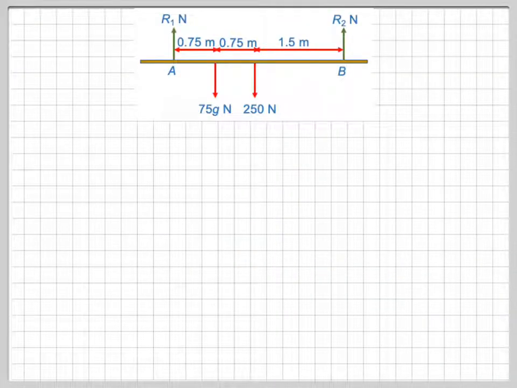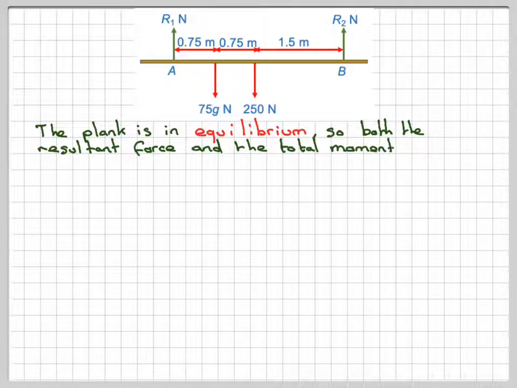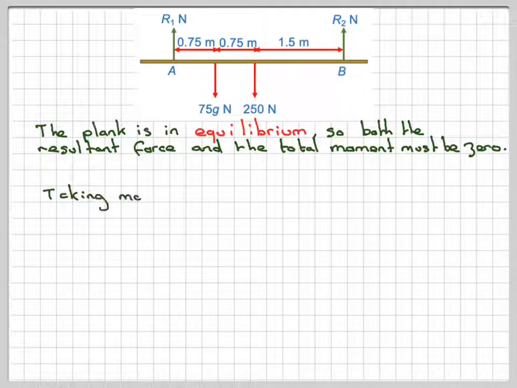So having drawn the diagram, the plank will be in equilibrium, so both the resultant force and the total moment must be equal to 0. So if we take moments about point A, now you don't have to use point A, you could use point B. Taking moments about point A, there's nothing here from this force, so this will just be 0 times R1, so we won't worry about that.